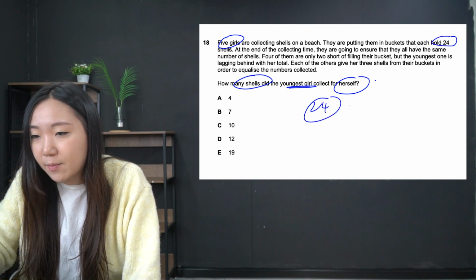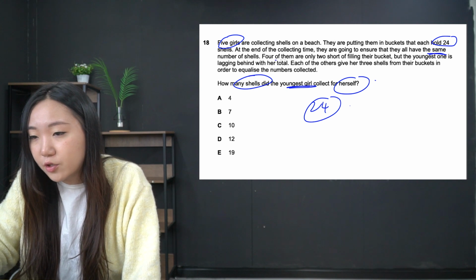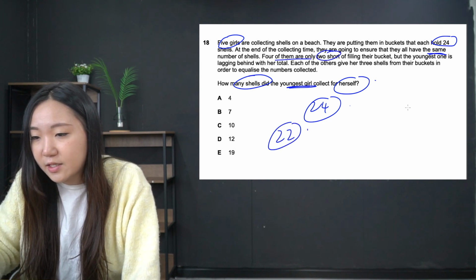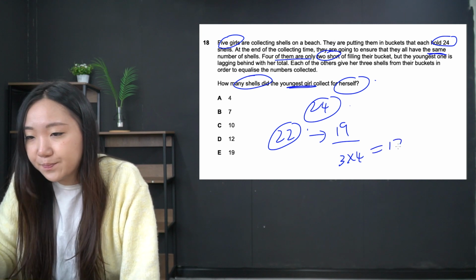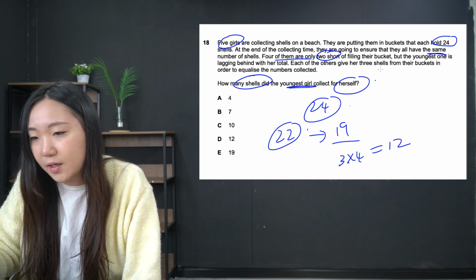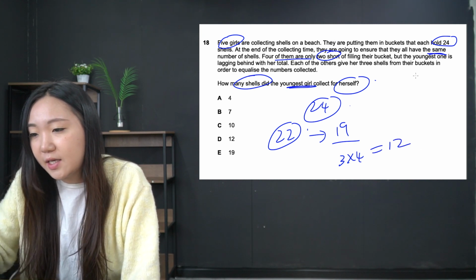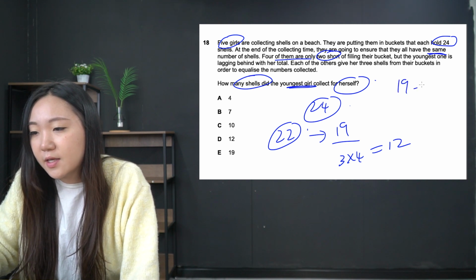They want the same number of shells at the end. 4 are too short, so they have 22 at the moment. The youngest one is lagging. They each give 3 shells, which leaves them with 19 each. And 3 times 4, so they've given away 12 shells. They want to equalise. So how many does she collect? So it must be 19 minus 12, 7.